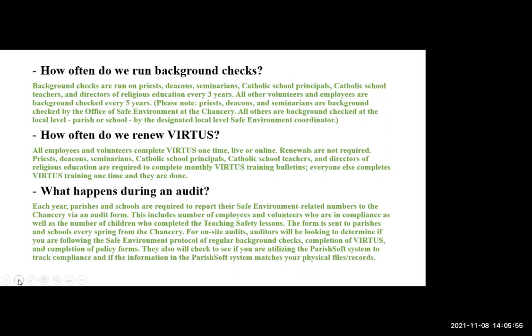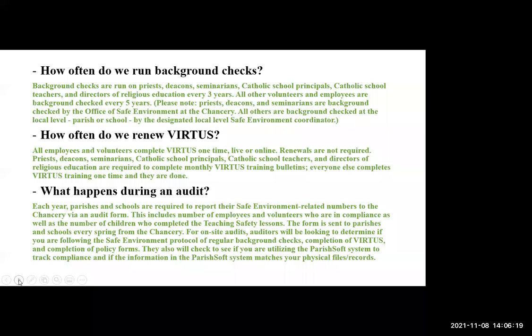Everybody else, principals, teachers, DREs, employees, and volunteers, those are all run at the local level at the parish or school by the designated local level safe environment coordinator. And it's 3 years for your teachers, principals, and DREs, and it's 5 years for everybody else.